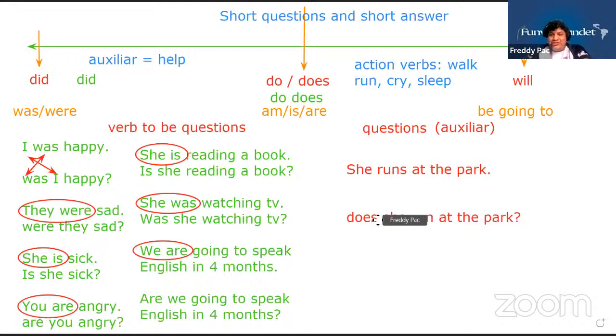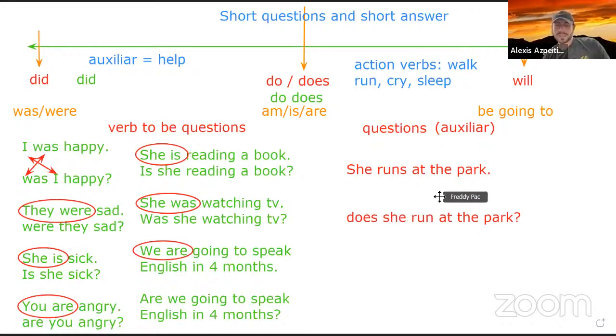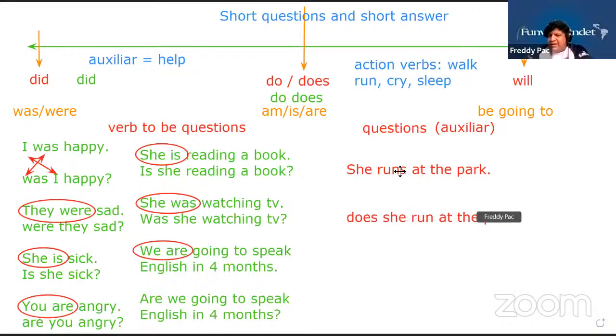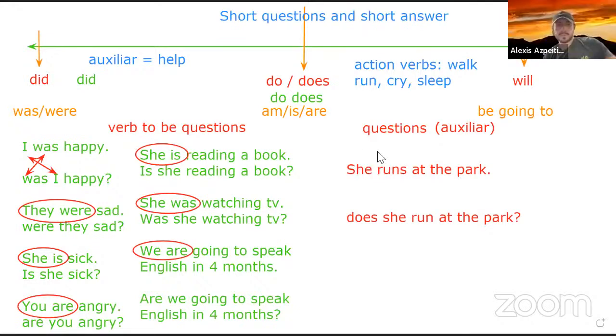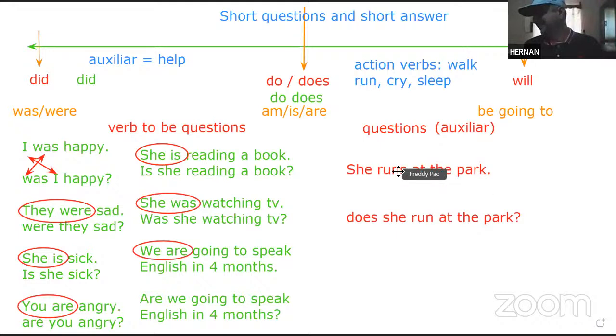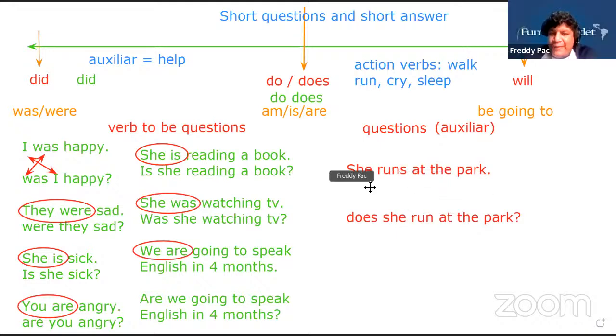And that is my question. And what is the information telling me? The information. She runs at the park. Does she run at the park? Yes, she runs at the park. But we are going to talk about the answer later. Right now, only questions. You see? Very simple. Yeah?